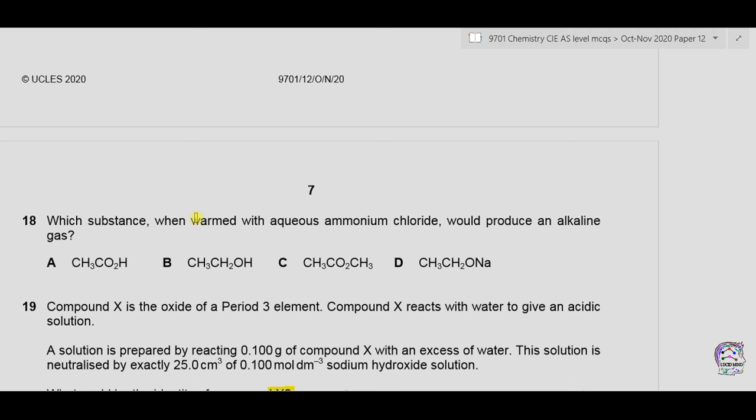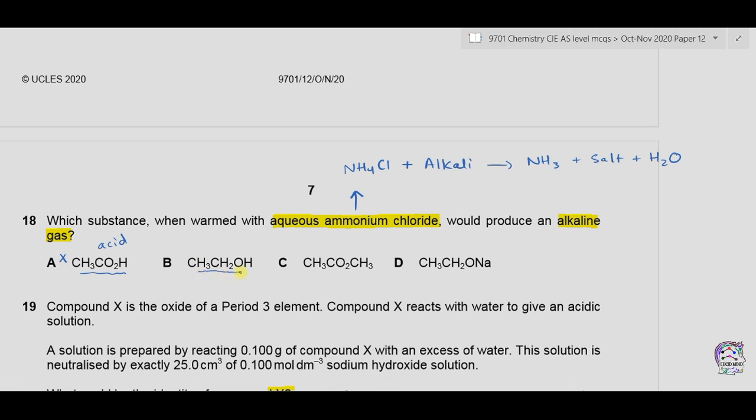Question 18. Which substance when warmed with aqueous ammonium chloride would produce an alkaline gas? As ammonium chloride is an ammonium salt, we know that when it reacts with strong alkali, it produces ammonia along with salt and water. Let's move towards the options. A is carboxylic acid. So acid does not react with ammonium chloride to produce ammonia, so A is incorrect.